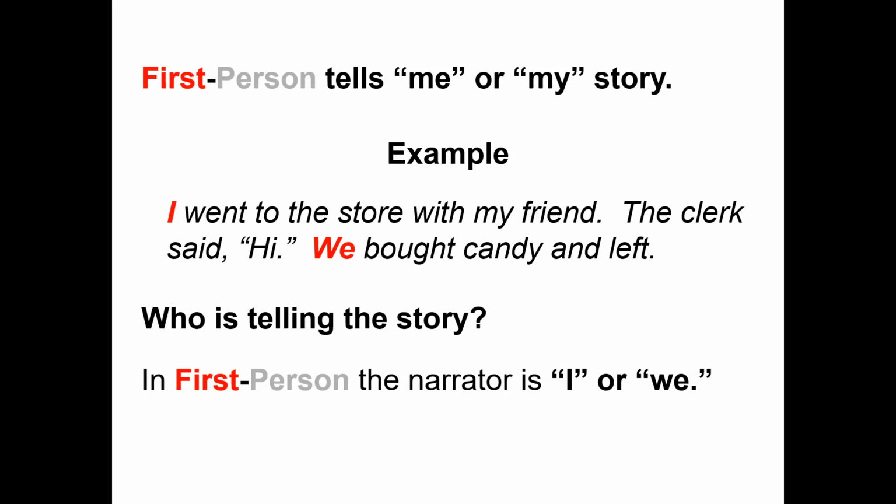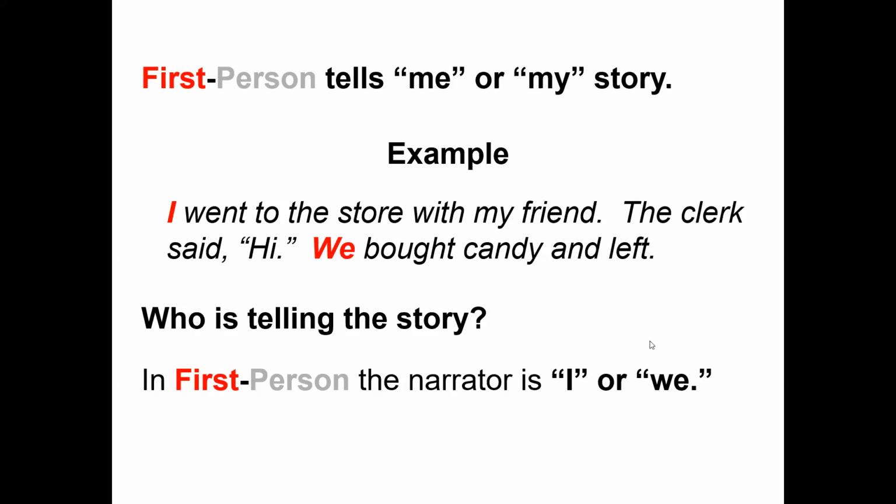Describe in the first person. First person tells me or my story. Example: I went to the store with my friend. The clerk said hi. We bought candy and left. Who is telling the story? In the first person, the narrator is I or we. Very good. In the first person, the narrator is I or we.